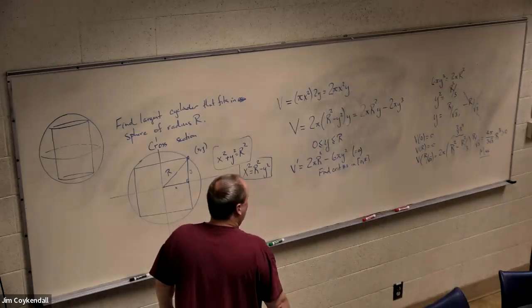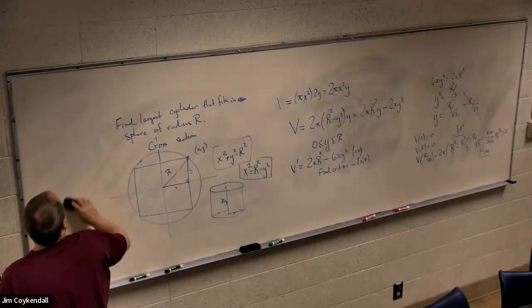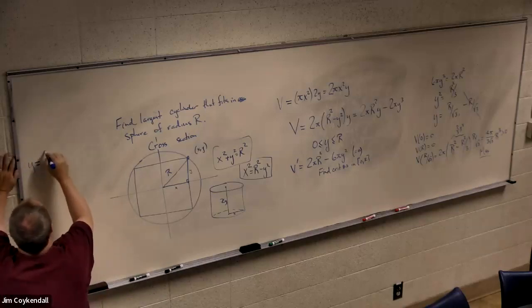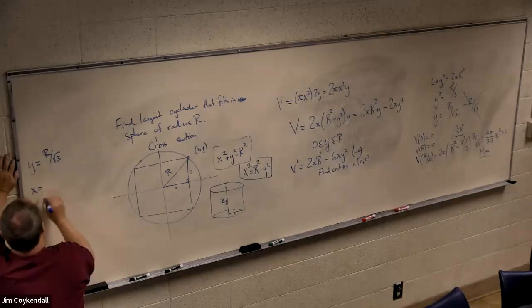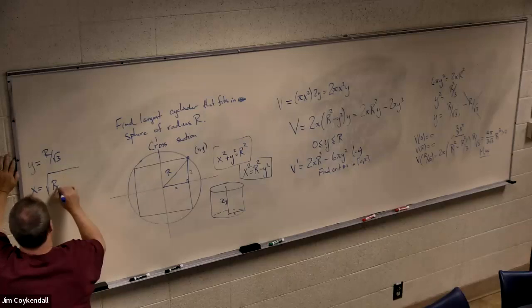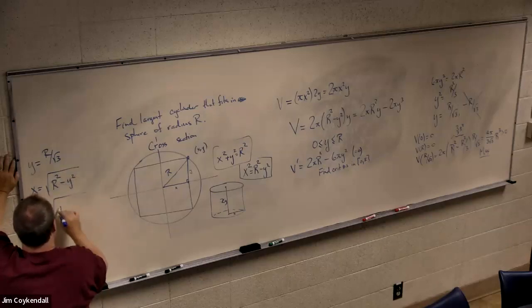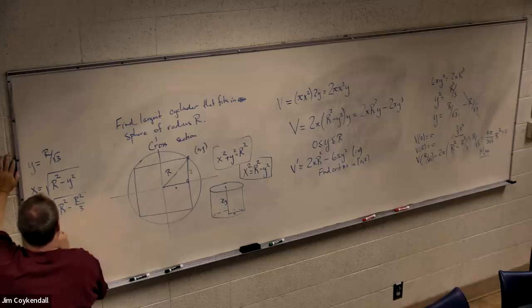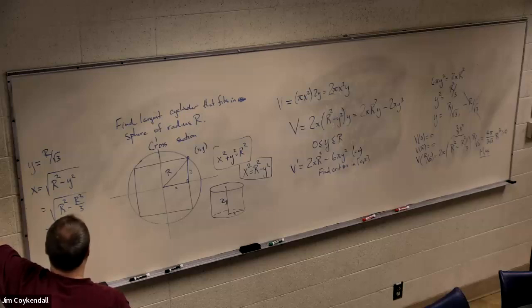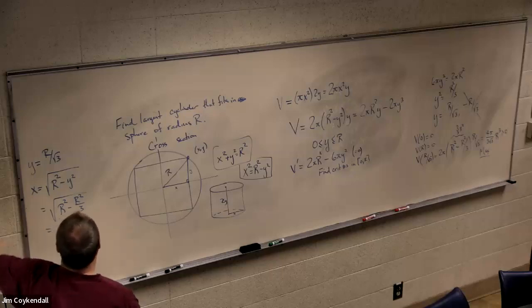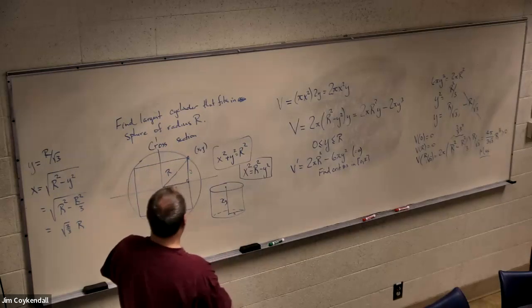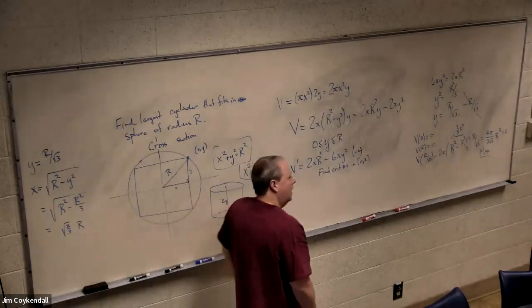And so, what do we get for our maximum here? Just to describe this, I get Y is equal to R over the square root of 3. And X is the square root of R squared minus Y squared, the square root of R squared minus R squared over 3, which is R times radical 2/3. So the x coordinate is radical 2 times the y coordinate. Of course, the total height is bigger because it's twice the y.